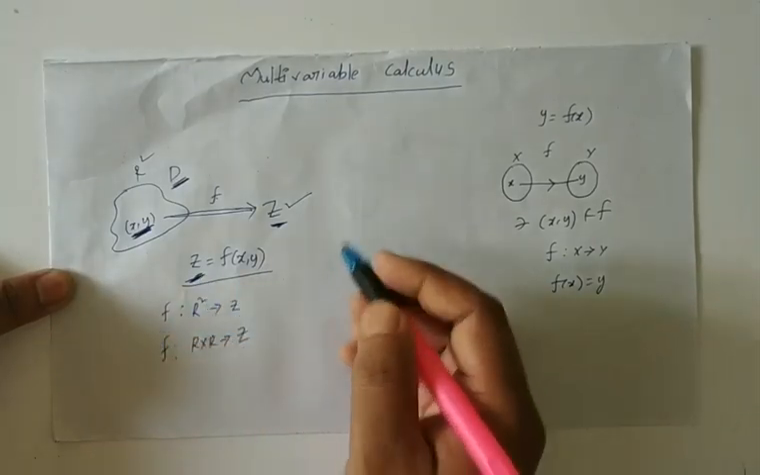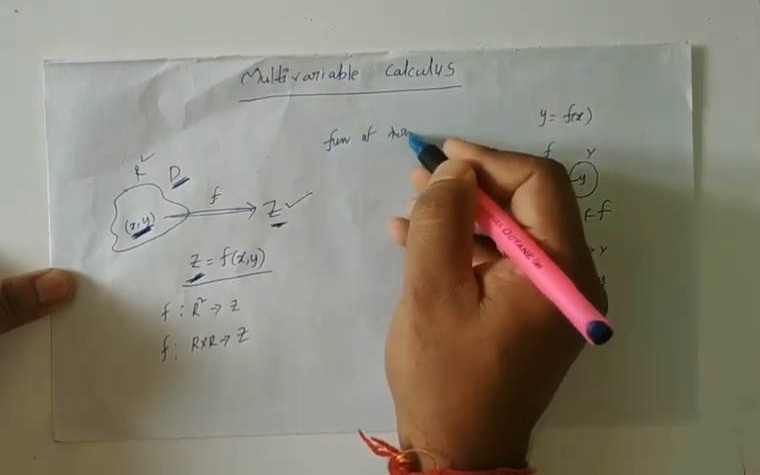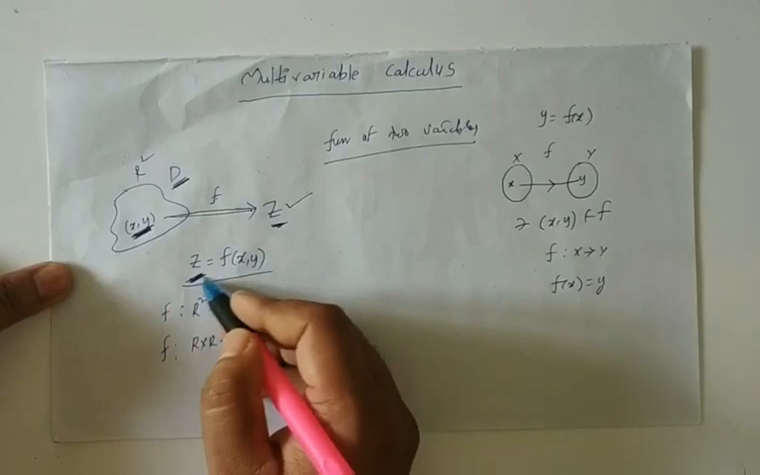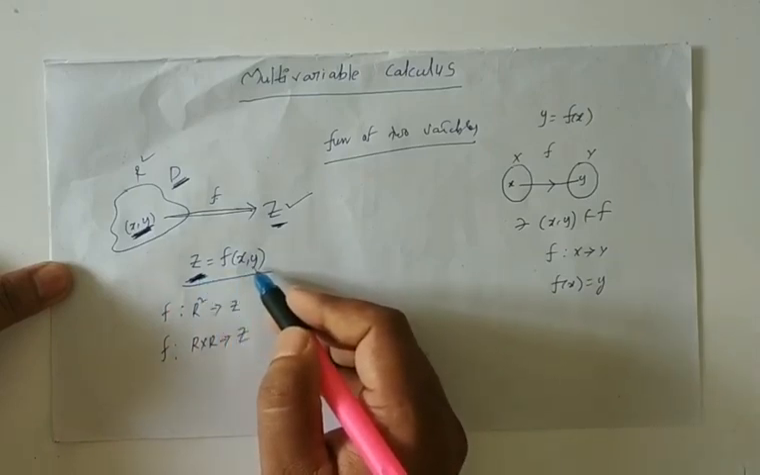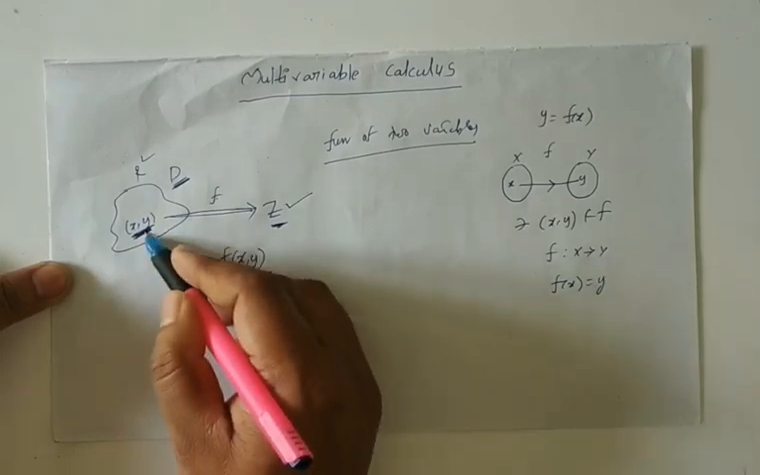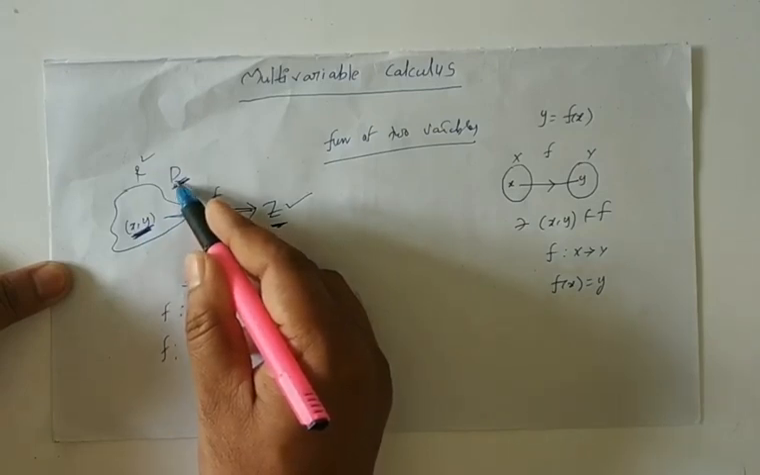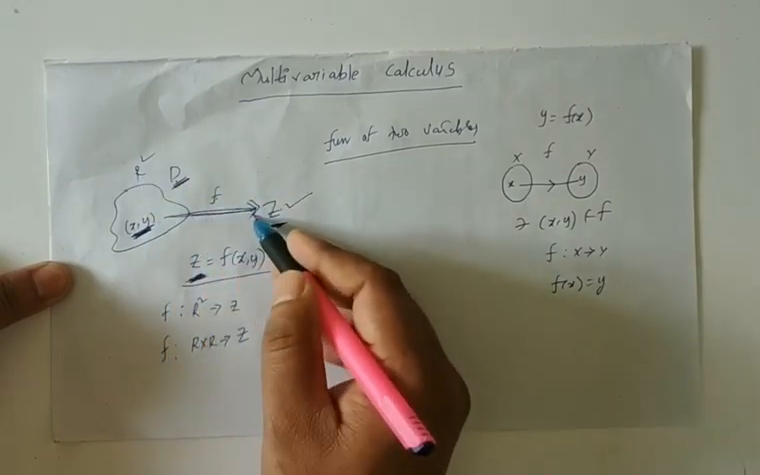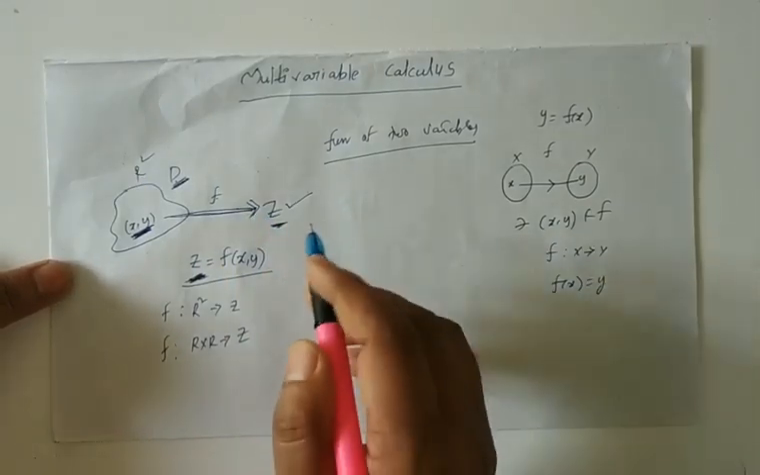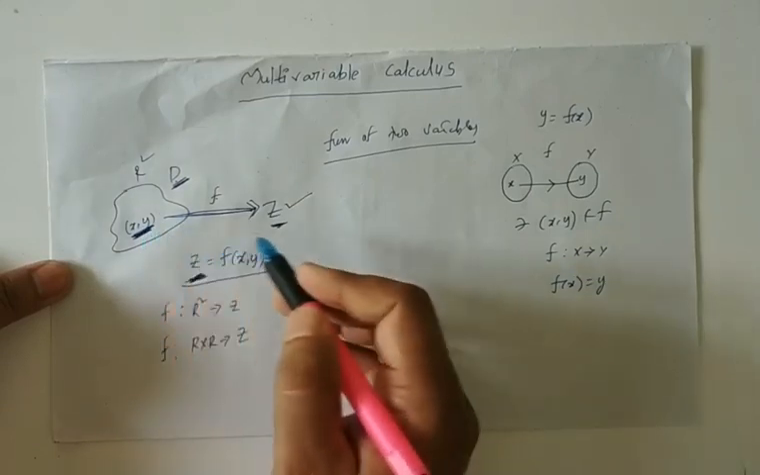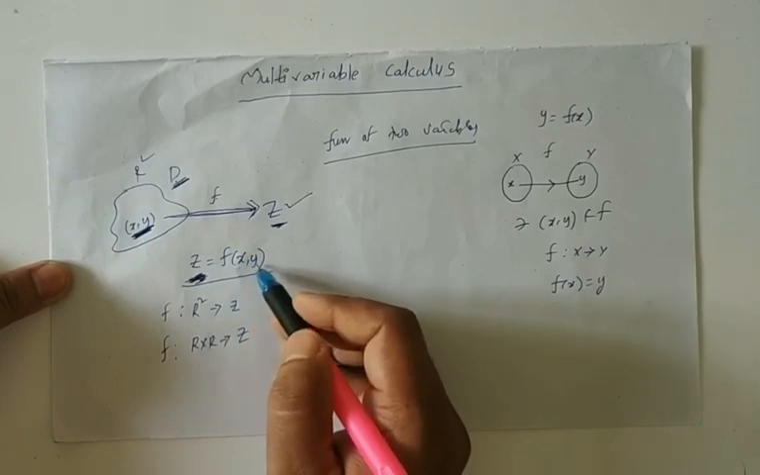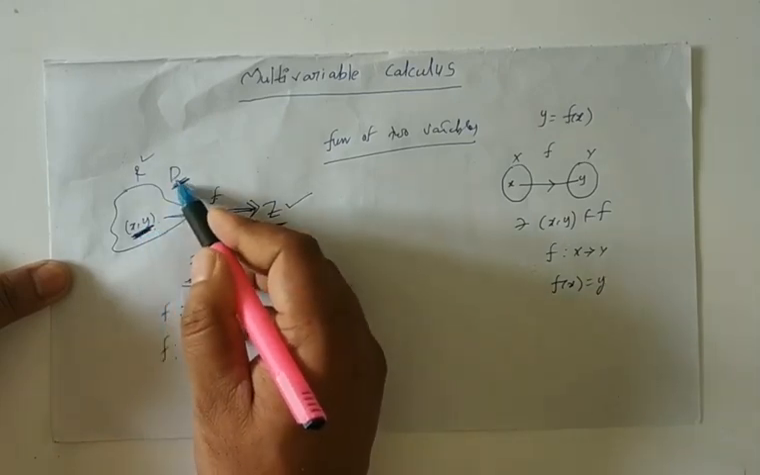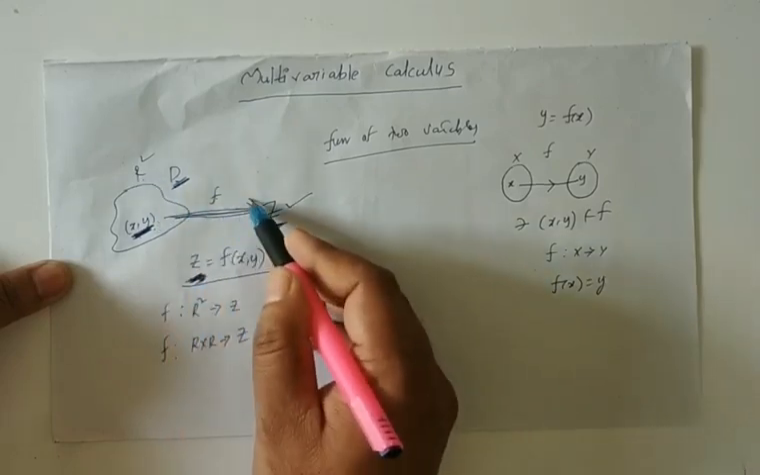That means a function of two variables is nothing but a function z equal to f of x comma y, which maps each ordered pair (x, y) in a subset D of R square to a unique real number z.